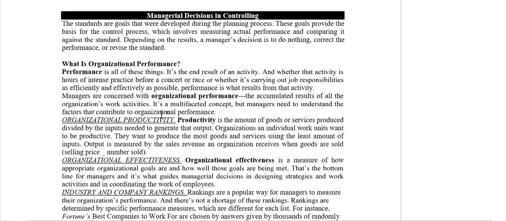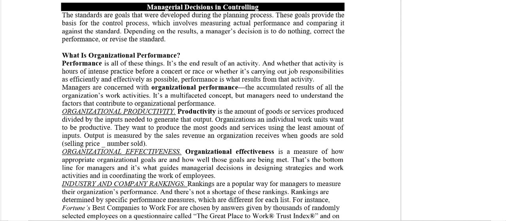So let's move to the next topic. Managerial decisions in the controlling process. What is organizational performance? First of all, we have to see what performance is. Organizational performance is basically the accumulated result of all the organization's work activities. When an organization is performing, there are different departments and different functions in the organization, and we accumulate, meaning we gather, all the performances of the different organizational activities and join them, and then we say that this is the performance of the organization.